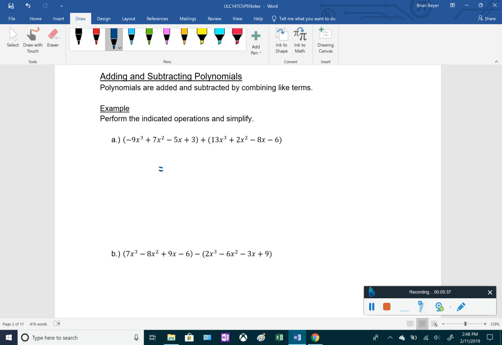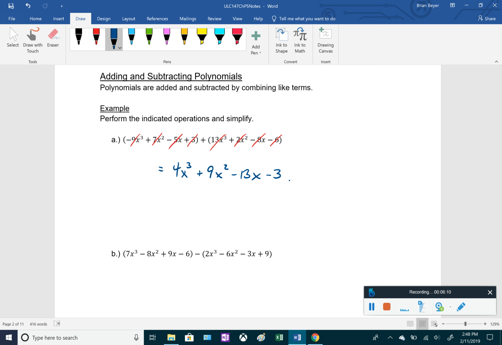So we have x cubed terms, negative 9 plus 13, that gives us 4x cubed. So those were those two. For the x squared term, 7x squared plus 2x squared gives us 9x squared. For the x terms, negative 5x plus negative 8x gives us negative 13x. And then lastly, 3 plus negative 6, 3 minus 6, we get minus 3.